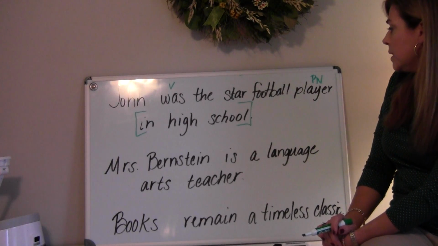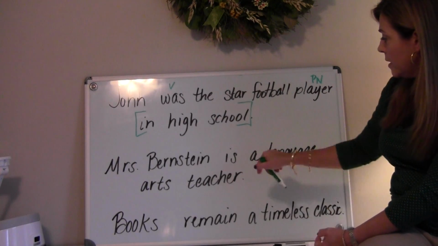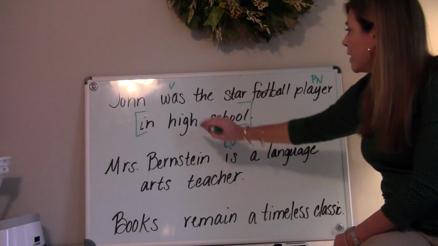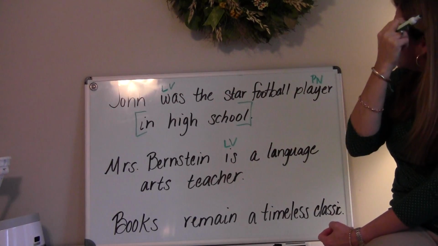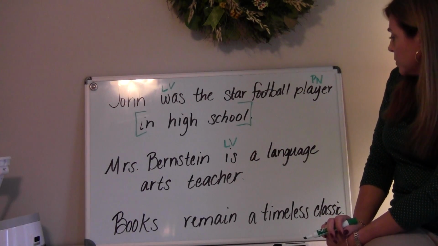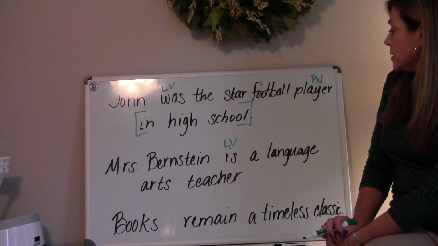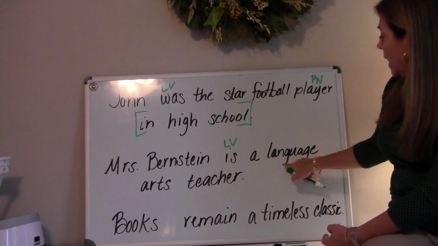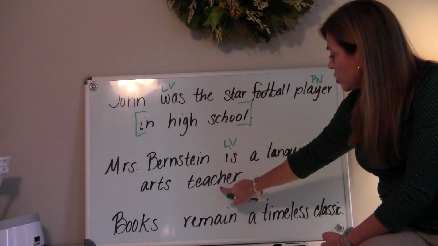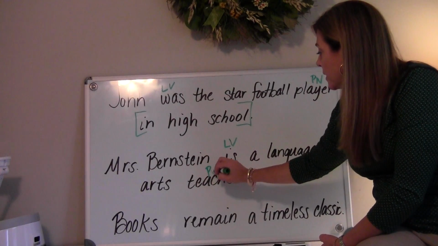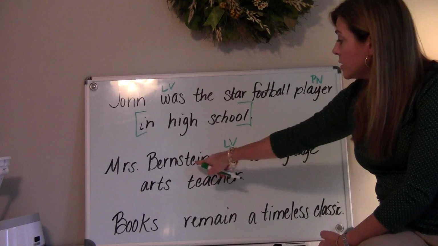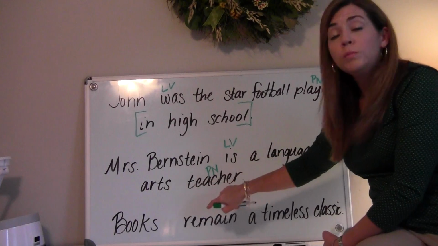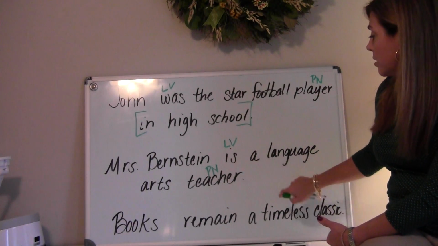Mrs. Bernstein is a language arts teacher. My verb is, am, are, was, were. Here's my linking verb, and let's go ahead and make it LV, just so we're sure we're clear about that. Mrs. Bernstein is a language arts teacher. I look in my predicate, which is from the verb on, and I see that teacher is the predicate nominative. This is the noun. We could say Mrs. Bernstein equals teacher. Language arts here, it could be a noun, but in this sentence, it's an adjective.